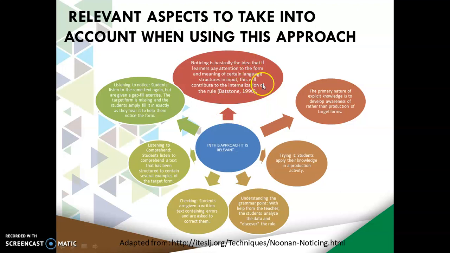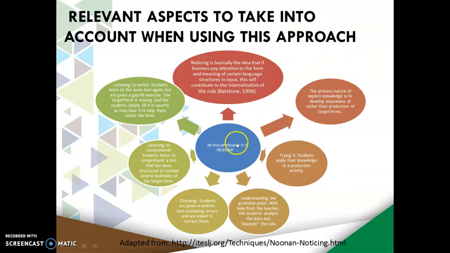Some relevant aspects that we have to take into account when using this approach are as follows. In this approach, it is relevant to make them aware that if they pay attention to the form or the meaning of certain language structures as an input, this will contribute to internalization of the rule, as Batstone posited in 1996. So if we make them pay attention to the analysis, it's going to be internalized.